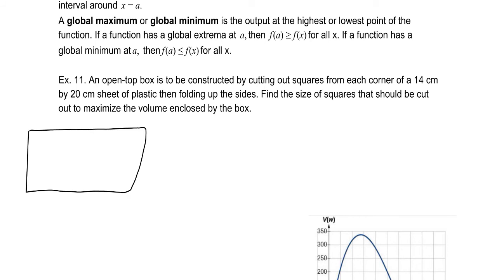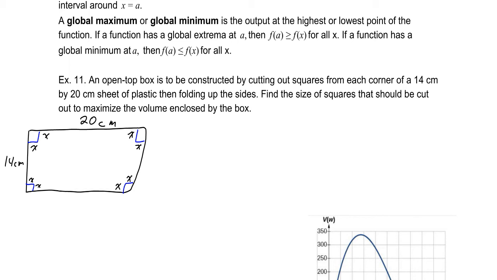So if we have here a 14 by 20 centimeter plastic sheet, we're cutting out the corners. Now, we are cutting out the same amount from each corner. So the way that I'm going to label these is I'm taking out an amount x.